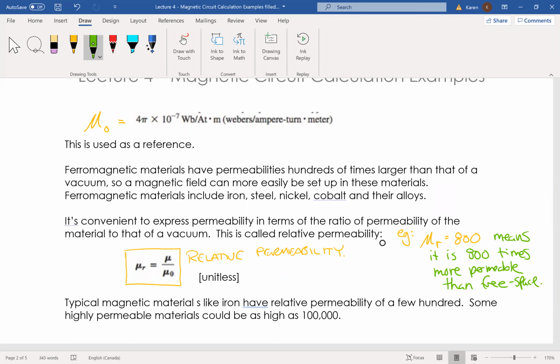And then what would the units be on relative permeability? So what they would be is this unit. So what is this unit here? It's not written very nicely. It's Weber per amp turn meter. But what is a Weber per amp turn? A Weber per amp turn is a Henry. So therefore, this is a Henry per meter. So if I looked at relative permeability, the units would be Henry per meter over Henry per meter. And then those units would cross out. Therefore, it is unitless.